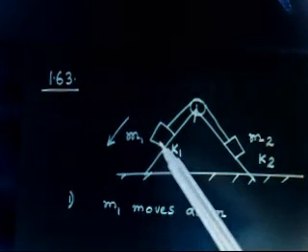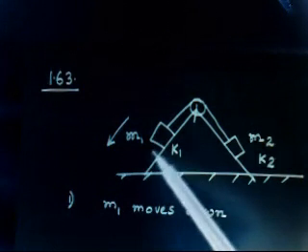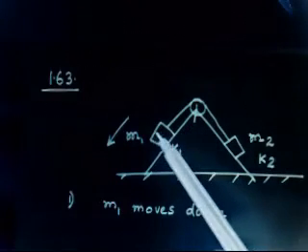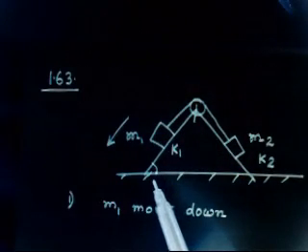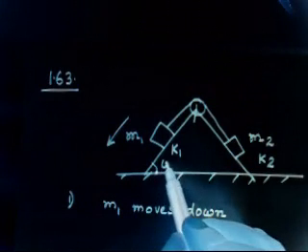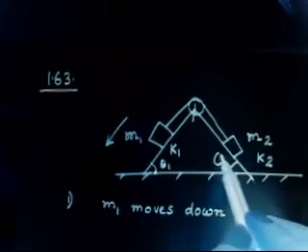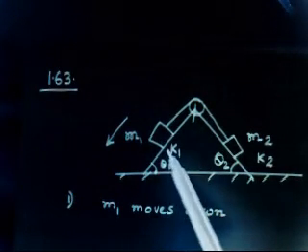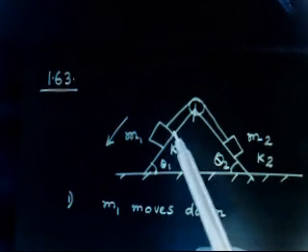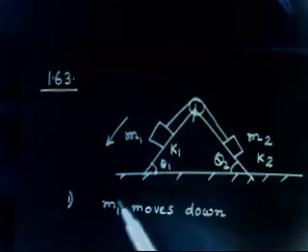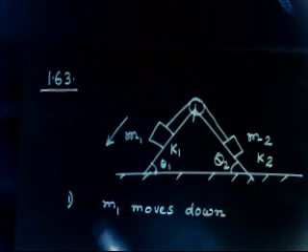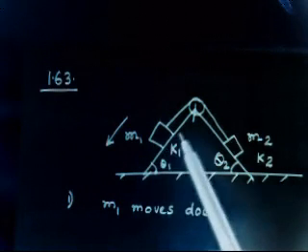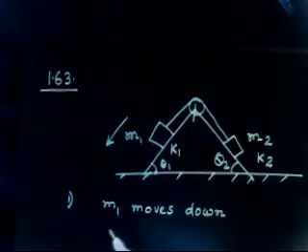Now you see what will happen once this mass m1 tries to go down. There is a friction force that will act in this direction. Let us say this angle is theta 1 and this angle is theta 2. The friction force will be k1 times m1g cos theta 1, and tension will also act, and m1g sin theta will act in this direction. So m1g sin theta will try to move this downward. This friction force tries to move it up. This tension will also try to move up.